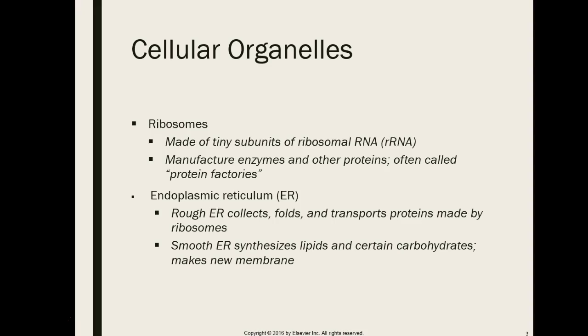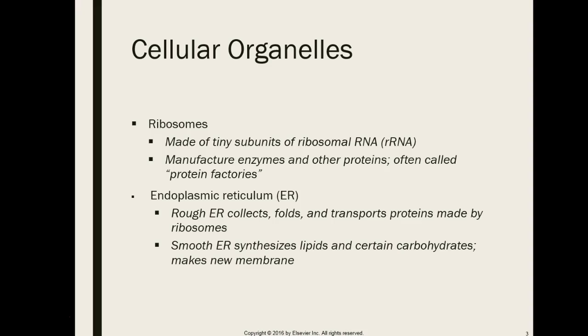Most of the organelles within the cell are focused on the production and transportation of proteins. Proteins are required for the structure, function, and regulation of the cell, and ultimately the tissues and organs, because they are composed of those cells. So just remember to relate everything back to those proteins. Ribosomes manufacture enzymes and other proteins, and are commonly referred to as protein factories.